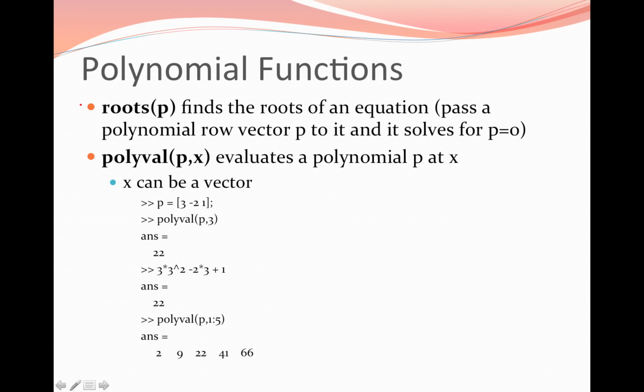So for example, here p is 3, -2, 1. In other words, that represents the polynomial 3 times x squared minus 2 times x plus 1. Again, we have in there the coefficients, the 3, negative 2, and 1. So that's our row vector p. We pass that to polyval with a value of 3, for example, and we're plugging in 3 times 3 squared minus 2 times 3 plus 1, or 22 as a result. Or you could pass to the polyval function, again, your row vector p representing the polynomial, and in this case a vector. So we're evaluating the polynomial at x equals 1, 2, 3, 4, and 5.